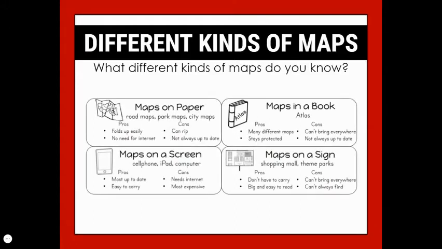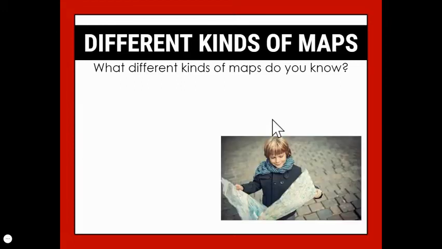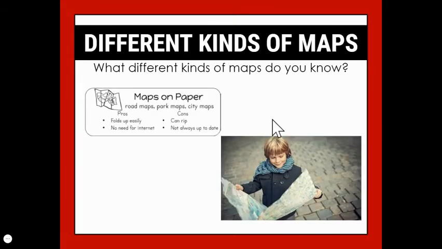So we're going to start by looking at 4 different kinds of maps. There's paper maps, maps in a book, maps on a screen, and maps on a sign. So let's start by looking at maps on paper. These are things such as road maps, park maps, or city maps.